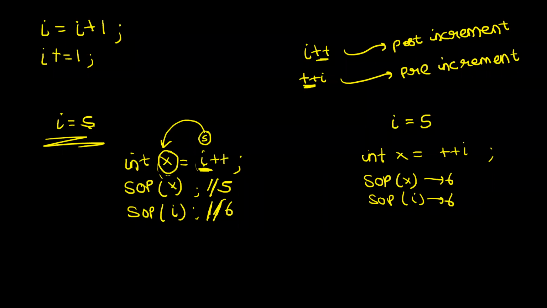What does pre-increment say? First increase the value and then use it. And what does post-increment say? First use the value and then increment it. That's it. Okay, cool. So for decrement, same thing, Meet. For decrement also, you can have an I minus minus or a minus minus I. That's the same thing, right? Similar concept can be extended further.